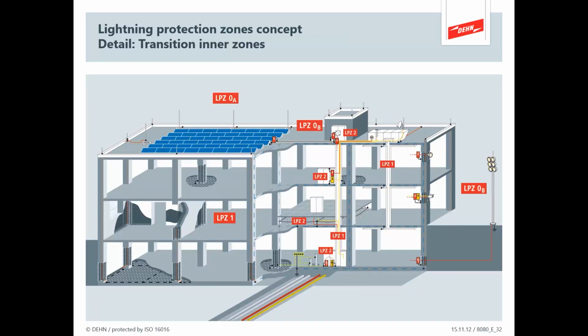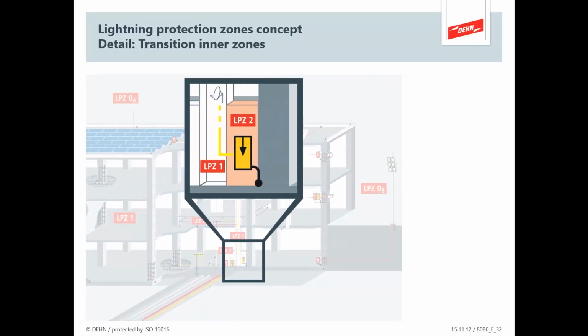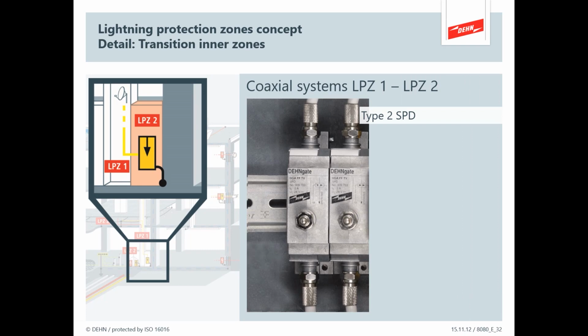So back to our overall diagram. And what we're looking at now is the application of SPDs, as we just mentioned, on the actual coax. And we don't need a type 1, type 2 SPD, just a type 2 is enough because we have an isolated protection system.